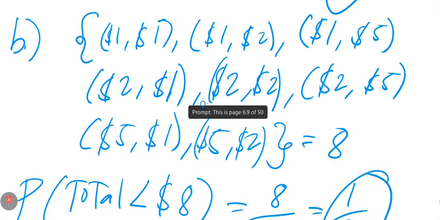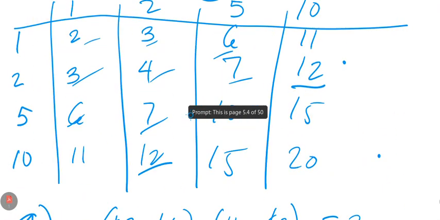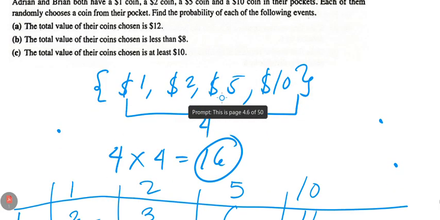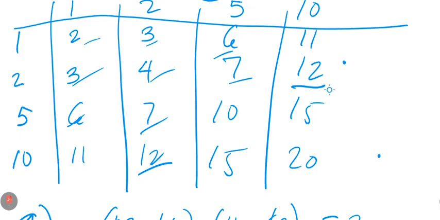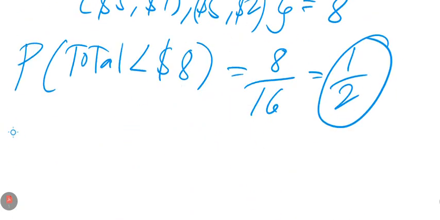Now, moving on to the next one, for the C. The question for the C is that the total value of their coin chosen is at least $10. So that means any dollars that are 10 or more would be considered. We can write it out here: 10, 11, 12, 15, and 20. So let's write it out. How many do we have here for the C?